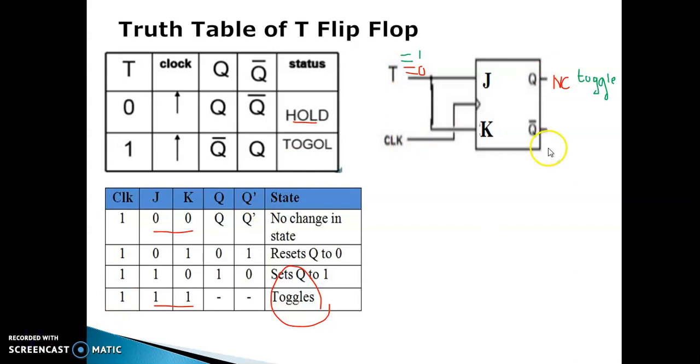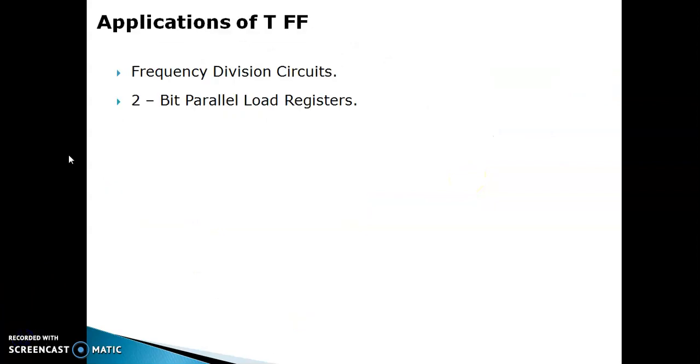T flip-flop is a simplified version of the JK flip-flop. Now see the applications of T flip-flop. It is used in the frequency division circuit, or that is in the counter circuit, and the second application is in the 2-bit parallel load register.